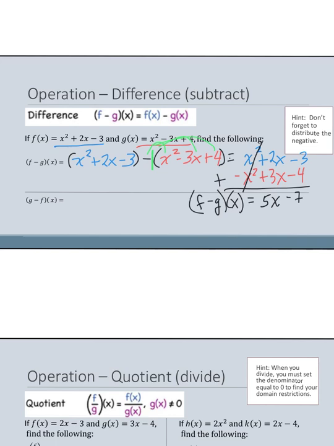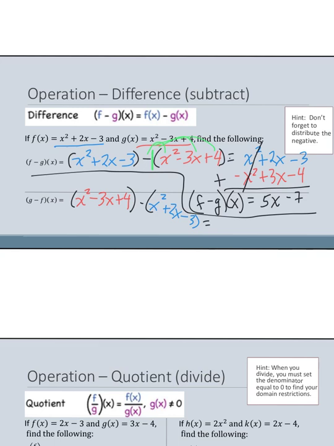Then we're going to reverse it. We're going to do g minus f. Same thing. I'm going to put a line here, and I'll move down into the bottom. Our g function this time comes first. So I've got x squared minus 3x plus 4 minus, and then our f function is x squared plus 2x, and then minus 3. Equals. I'm going to do the rest down here below.